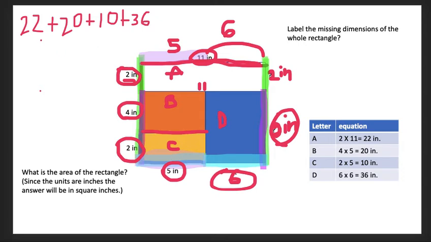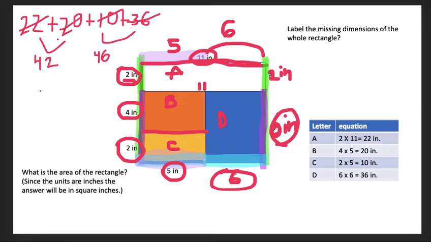Check it. This is what I'm going to do first. 22 plus 20 is 42. 2 ones equals 2 ones. 2 tens plus 2 tens equals 4 tens, which is 40. I use the 22 and I use the 20, so I'm crossing them out. Next, I will add the 10 and 36. That is 46. So I use the 10, I cross that out, and I use the 36 and cross that out.